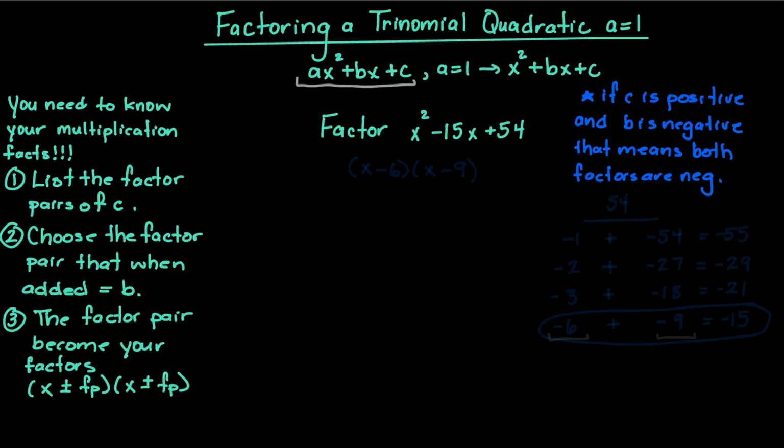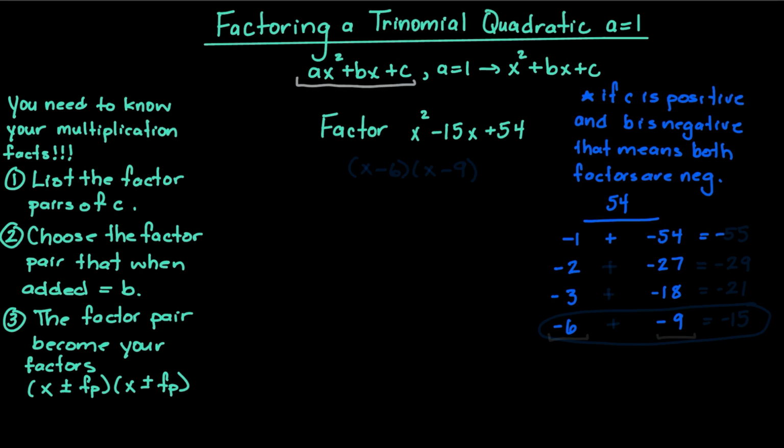Notice the relationships. C is positive, but B is negative. So that means I should be listing negative factor pairs. So let's take 54. And we know we're only going to list the negatives. -1 and -54, -2 and -27, -3 and -18, -6 and -9. Let's pause here and test out.